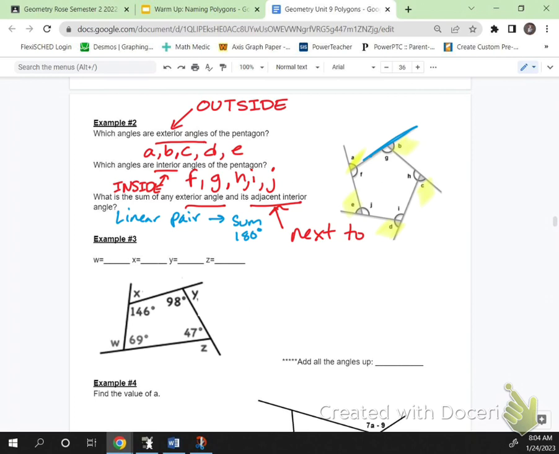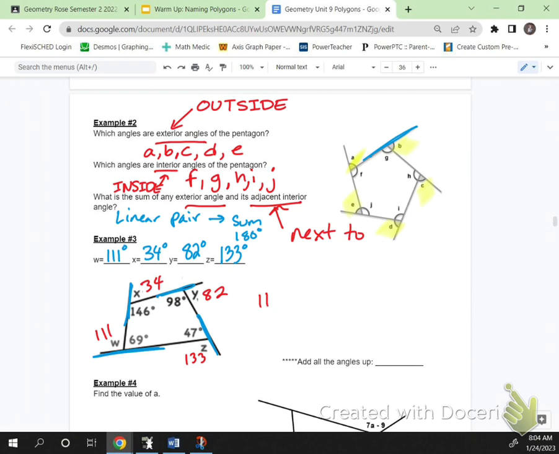We need to find W, X, Y, and Z. W makes a line with angle 69, so you're going to do 180 minus 69. You're going to keep going. Let's see if you can do it on your calculators with your partner. Can you find all those angles right now? We're doing linear pairs. All right, we have all these angles. This is 111. This is 34. This is 82. This is 133.